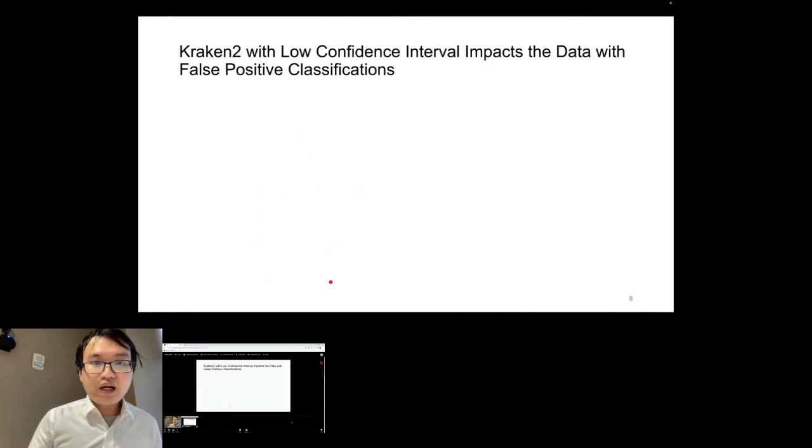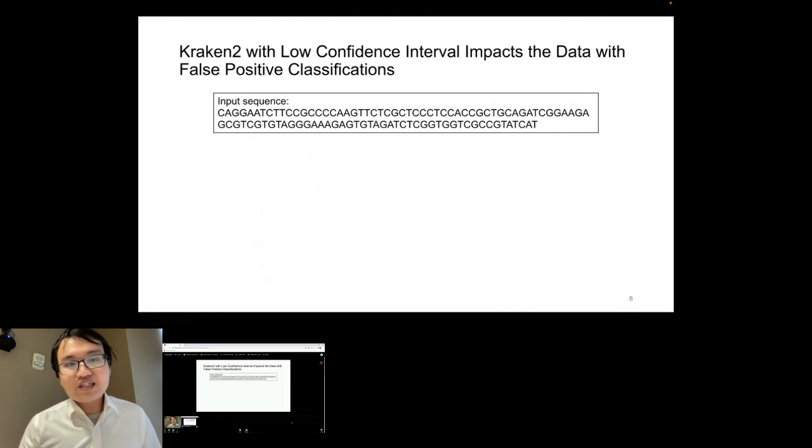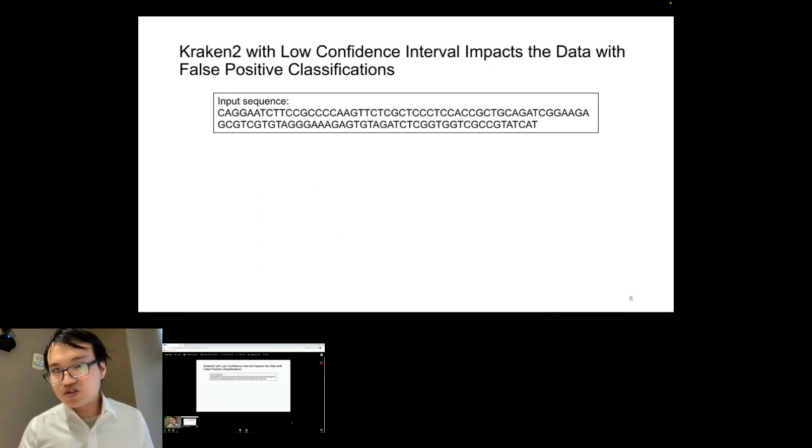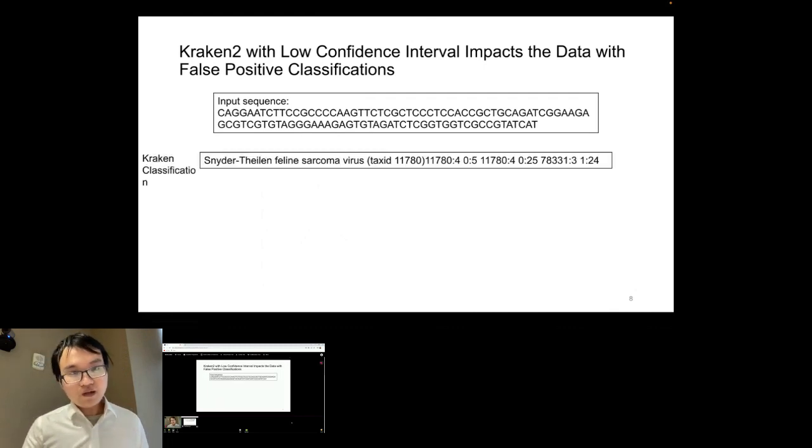I highlight this confidence parameter because it is important, as the default value for the confidence parameter in Kraken tools is zero. When we ran our classification process with the default parameters, in the output we received, we observed obvious false positive classifications. Here is an example of a false positive observed in my data.